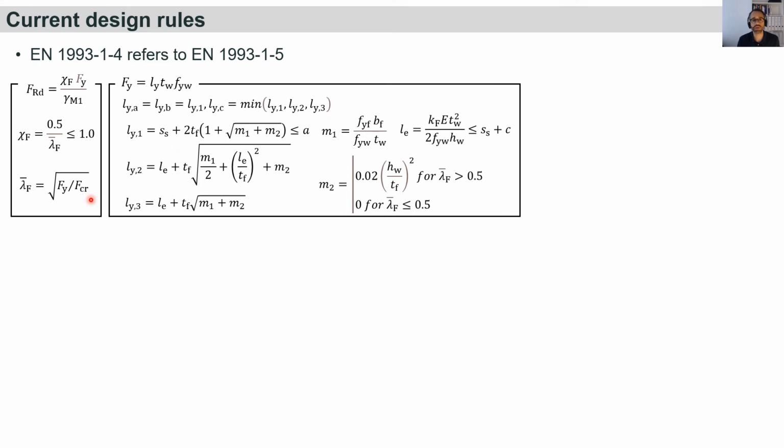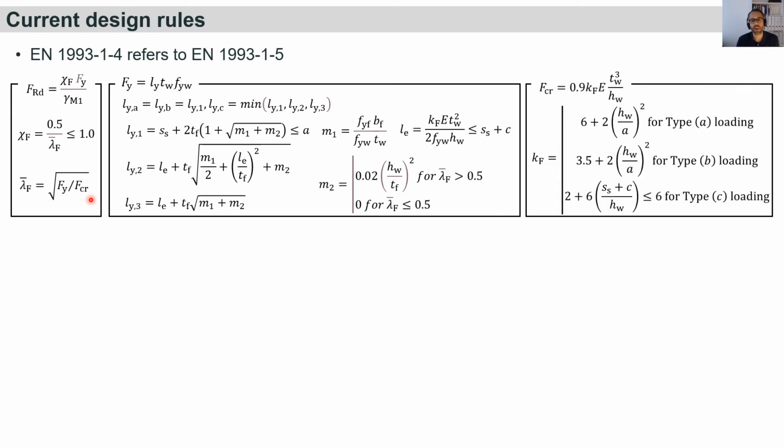So the plastic collapse load is a function of Ly, which is the idealized yield length of the plastic mechanism, the web thickness, and the yield strength of the web. And the critical elastic load is based on the elastic load of a plate, which is a function of the linear properties of the material, some geometric properties, and also boundary conditions.